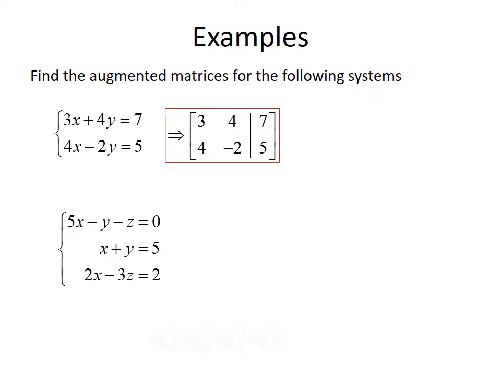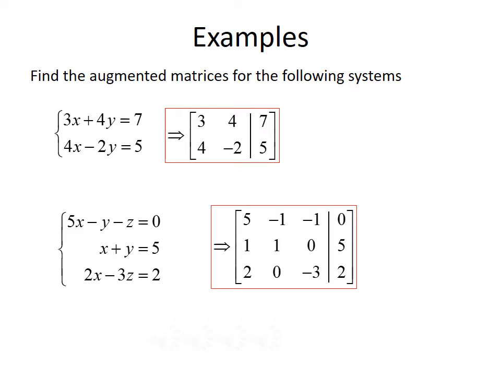Let's try to find the augmented matrix for the system 5x minus y minus z equals 0, x plus y equals 5, and 2x minus 3z equals 2. So this problem has three equations, which means our matrix should have three rows. We have variables x, y, and z plus constants, so we should have four columns. Take a minute or two and see if you can figure out what the augmented matrix looks like.